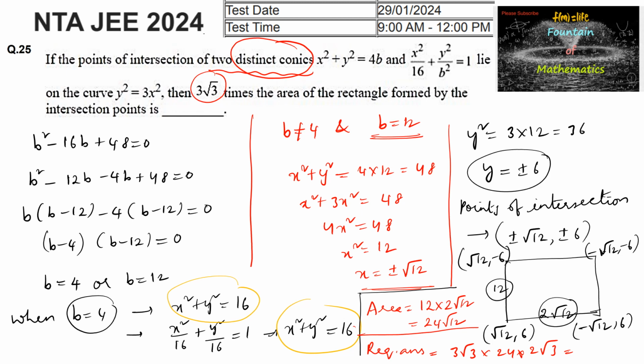So root 3 into root 3 is 3, 3 2s are 6, 6 3s are 18. So we can say the answer is 3 root 3 into 2 root 3, 6 3s are 18, 18 into 24. So 24 18s are, we can say, 432. So the answer for this question is 432.